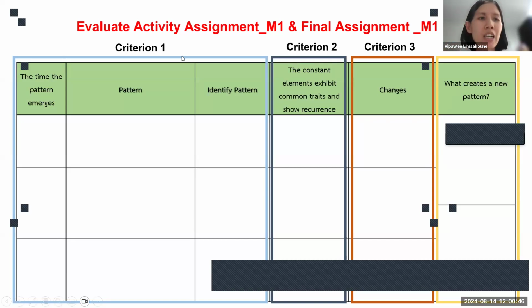So that's regarding the evaluation and assessment. Criterion 1 will come from your analysis of these 3 columns of the table, and criterion 2 will be this column regarding the common thread. Then criterion 3 will be the column regarding change within the same pattern, and criterion 4 is the part on what creates a new pattern. Okay.